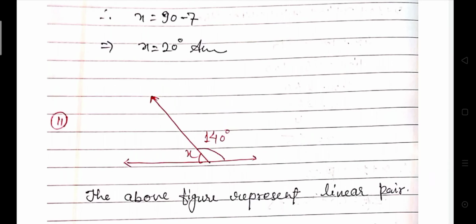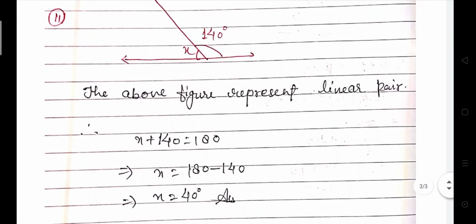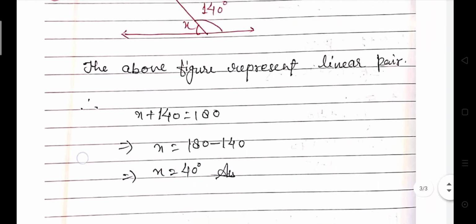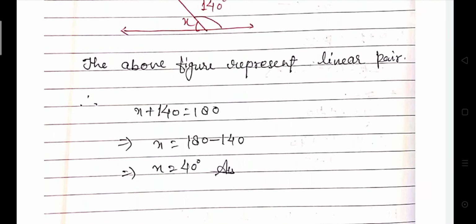And let us see the next question. The question is given here. The figure represents a linear pair, so we know that the sum of the measures of the angles in a linear pair is 180 degrees. So we write x plus 140 is equal to 180, and this implies x is equal to 180 minus 140, which gives x is equal to 40 as a result.